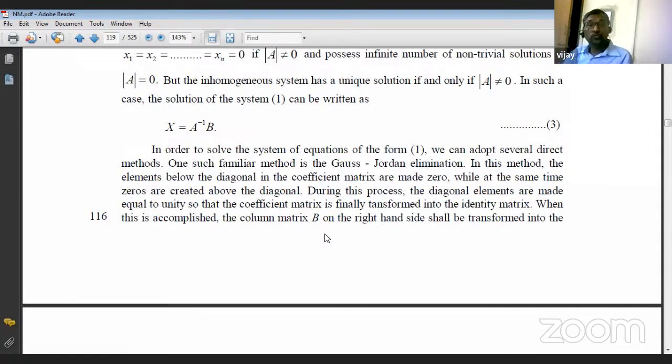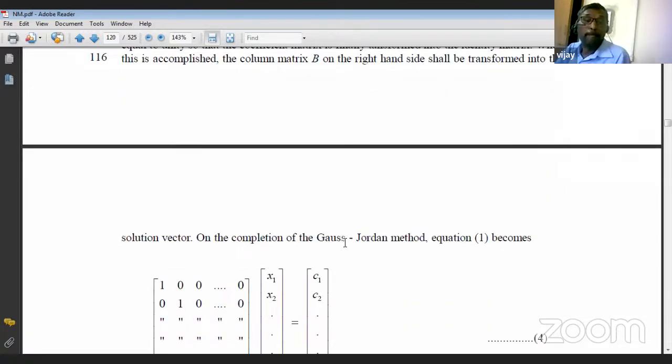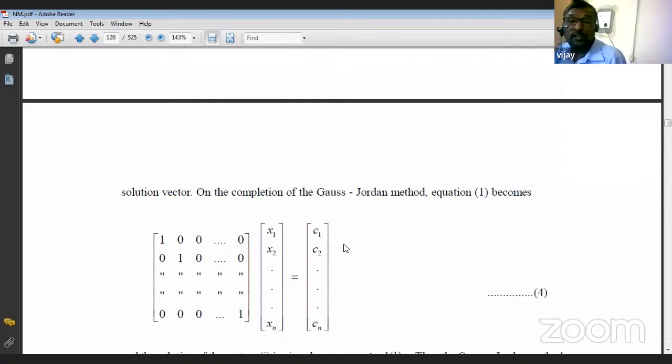In order to solve the system of equations, there are some direct methods. The familiar method is called the Gauss-Jordan elimination method. In this method, the diagonal elements of the coefficient matrix are made unity while, at the same time, zeros are created in the other positions. When this process is done, the coefficient matrix finally transforms into the identity matrix. When this is accomplished, the column matrix on the right-hand side is transformed into the solution vector on completion of the Gauss-Jordan method.